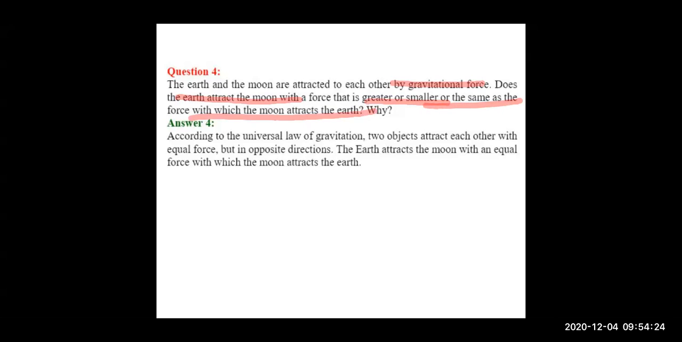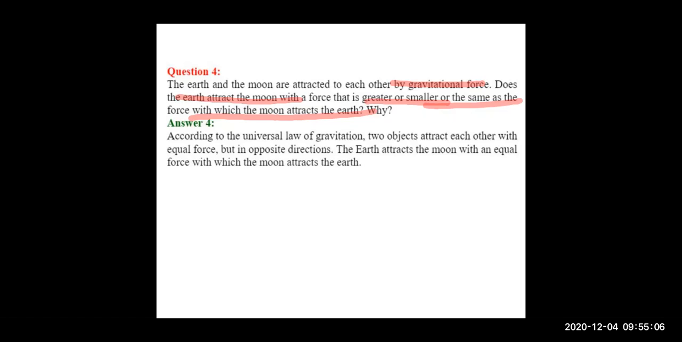So what they are telling is, does earth also attract moon with a force which is either equal, smaller or greater than the force by which the moon attracts the earth? So children, we know according to the universal law of gravitation that every two objects in the universe attract each other, right? You are sitting on your chair, you are sitting on your bed. So you and your bed, both of you are attracting each other with an equal force and that too in opposite direction. Right children?